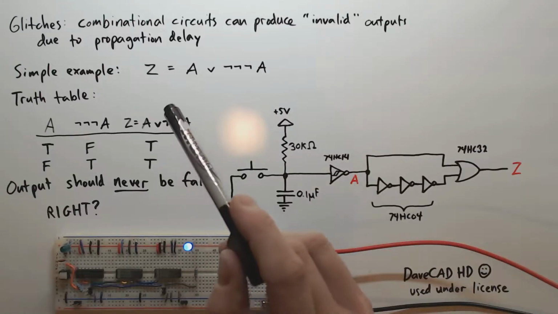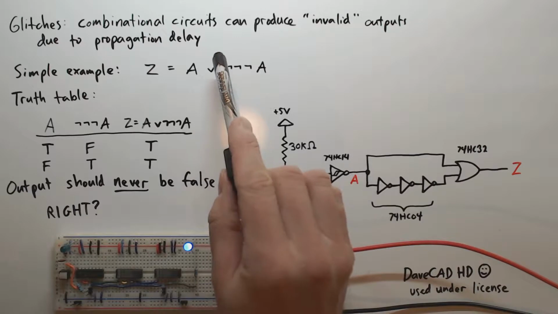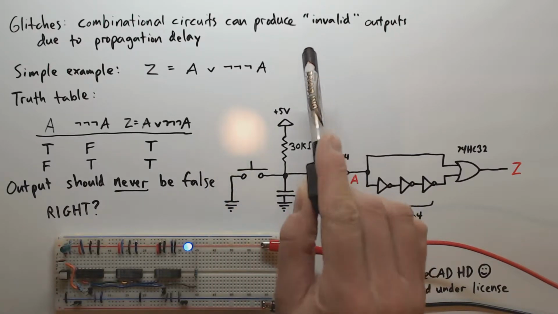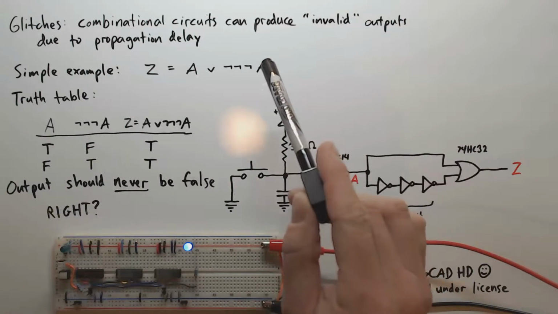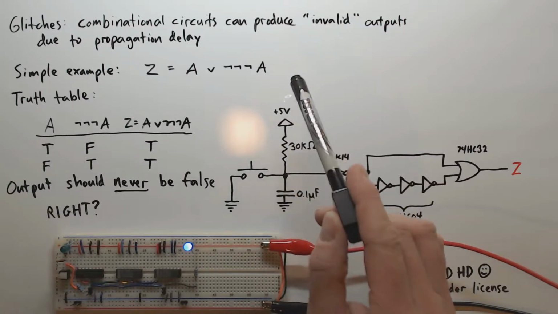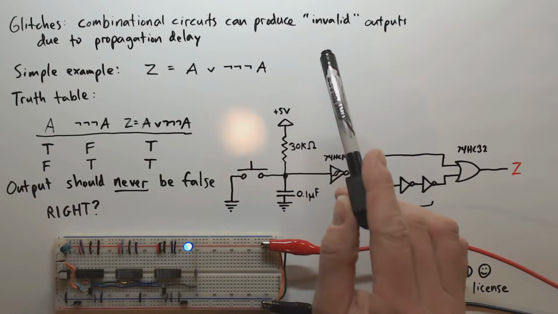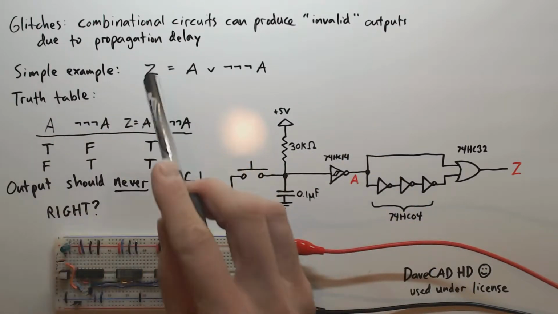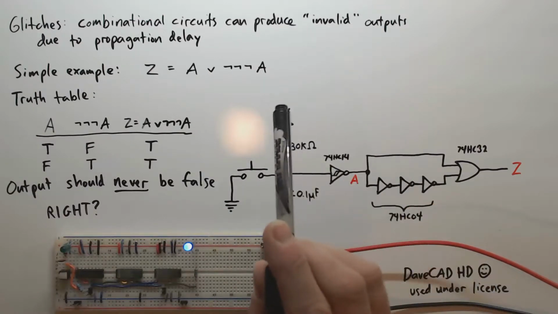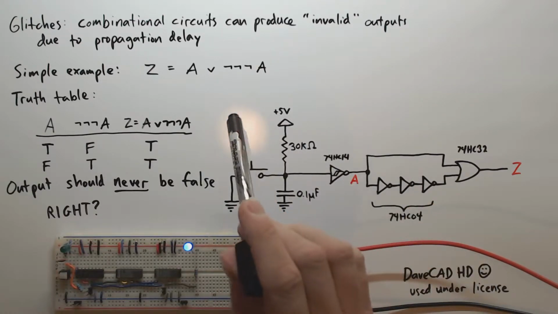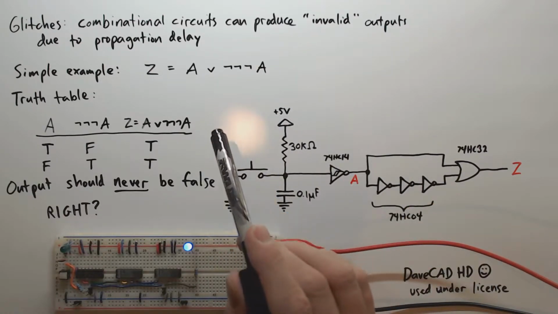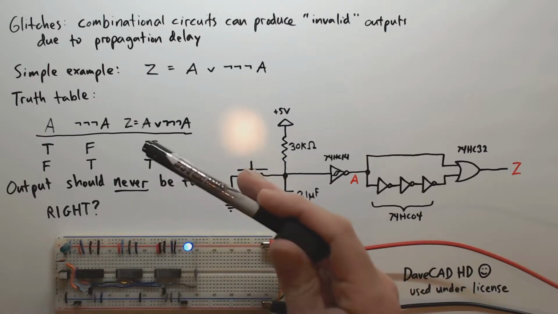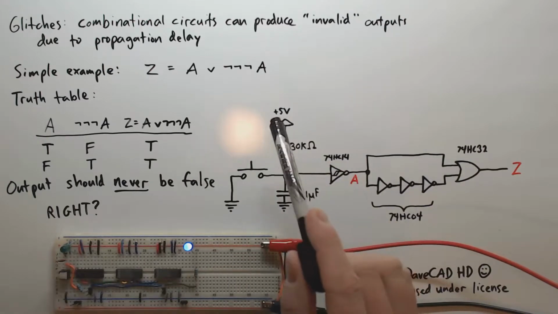All right, so next we're going to talk about glitches, and glitches are when a combinational circuit can produce an invalid output, meaning an output that's not really a sensible result given the Boolean function that the combinational circuit implements. And glitches are caused by propagation delay, and propagation delay is the phenomenon that when the input or inputs to a logic gate change, the output does not change instantaneously as a result. There's a delay between the change to the input and the change in the output.